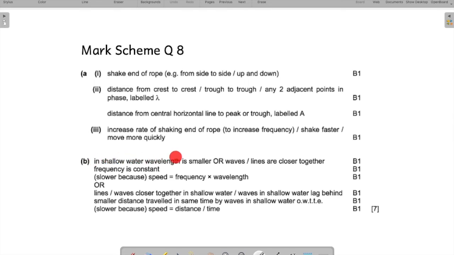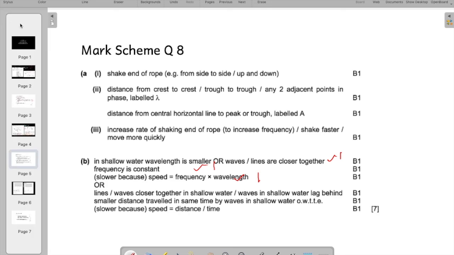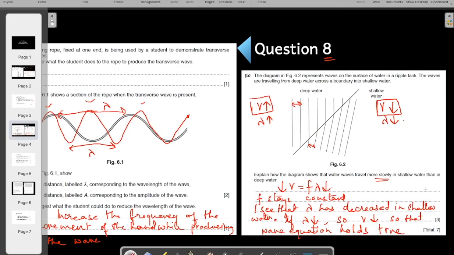In shallow water, wavelength is smaller, the lines are closer together, frequency is constant. 1 point for this statement, 1 point for this statement, and 1 point for writing the wave equation. 3 marks, so you scored 3 out of 3 on this question. 1 mark for stating frequency is constant, 1 mark for writing the wave equation, and 1 mark for inferring that the wavelength is going down. Visually you can see that. Alright, so let us come to the next question.